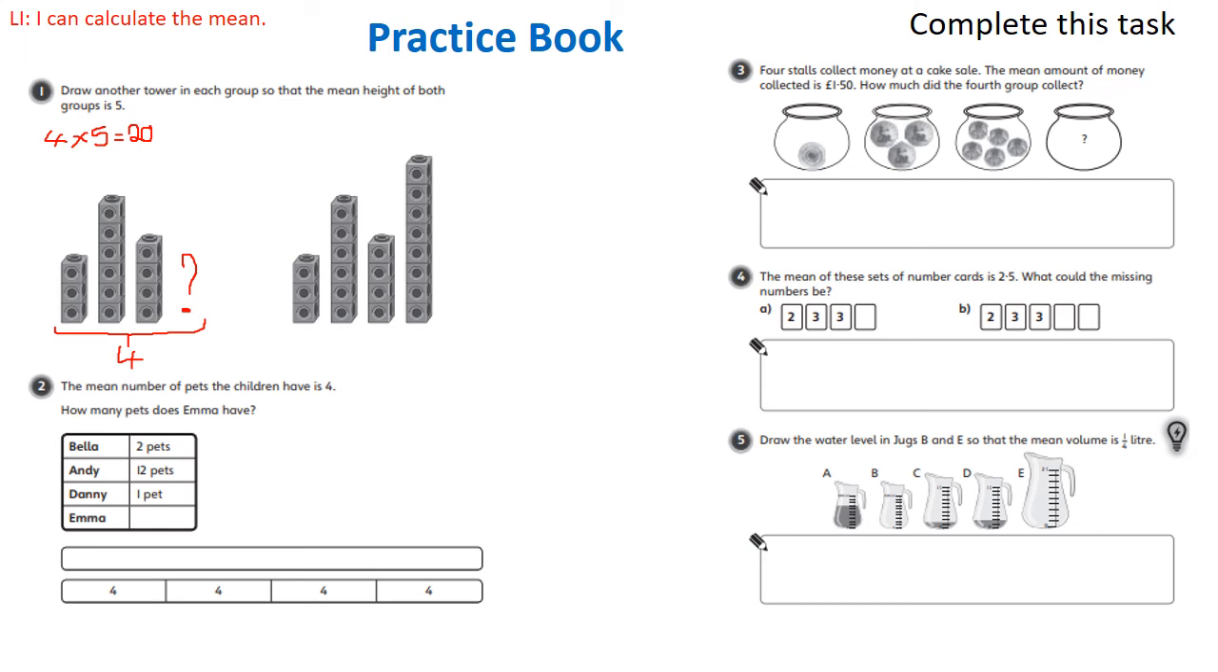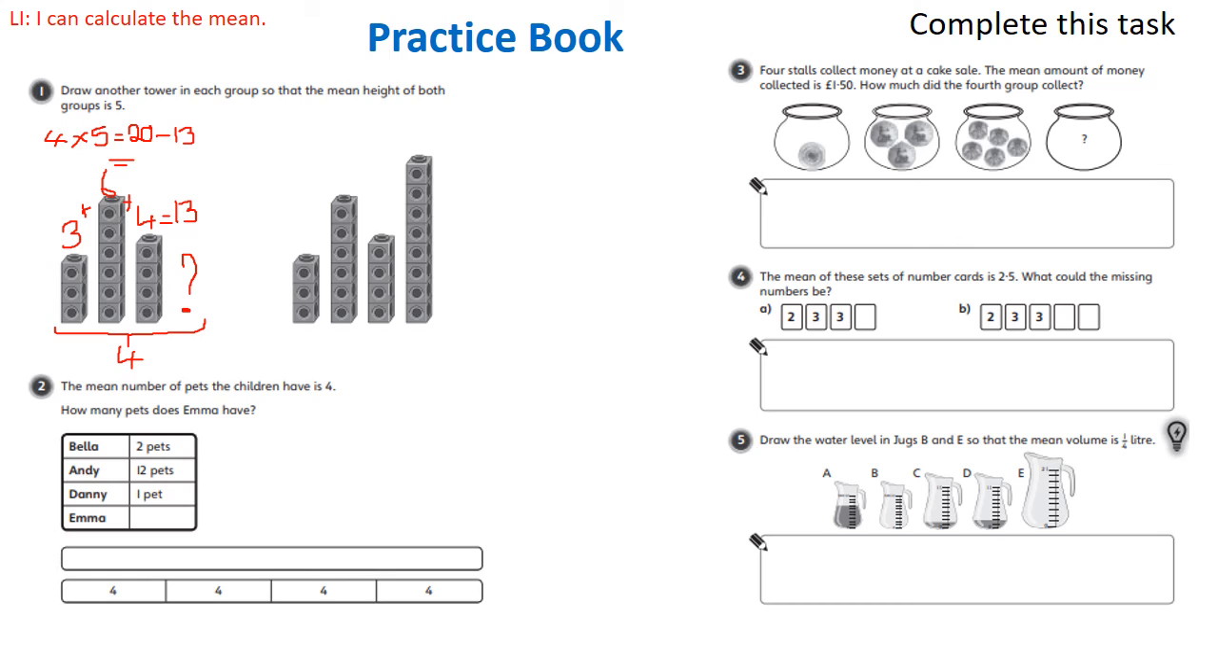How many bricks have you got in the 3 towers you know about? Well, that's 3, that's 6, that's 4. So if we add those together, that gives us 13. So 20, take away 13, and that will give you your answer.